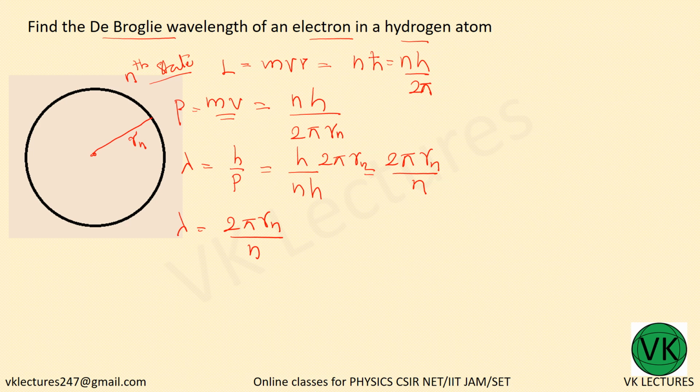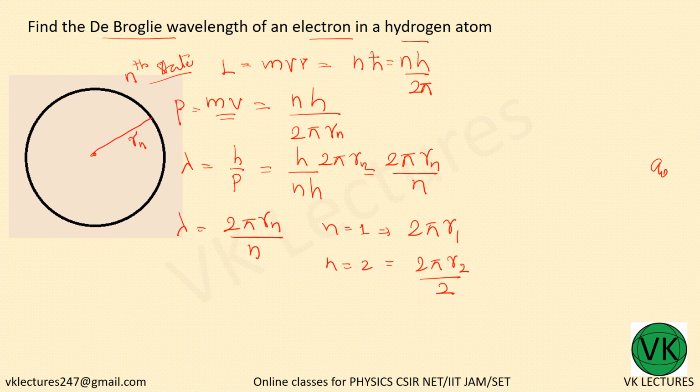So for n equal to 1, that means it is in the ground state, 2 pi r1. This r1 is nothing but, you write it as a naught, the ground state radius of a hydrogen atom, 0.5 angstrom. So when n equal to 2, you write 2 pi r2 divided by 2, where r2 is the radius of the second orbit. So this goes on.